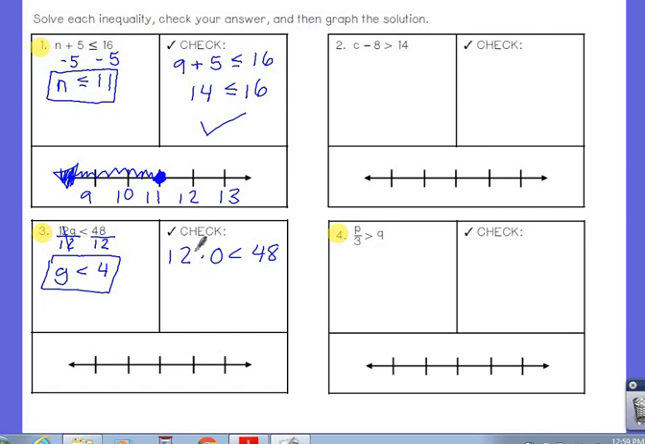What is 12 times 0? 0. Is 0 less than 48? So that's true. I could have picked any number smaller than 4. It would have worked out. So what number do I need to use to graph? 4. I'm going to get crazy and I'm going to put 4 right there.